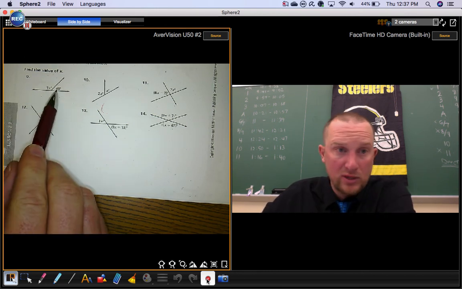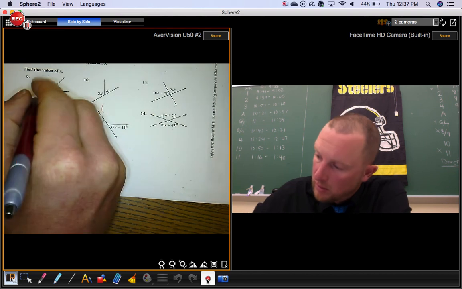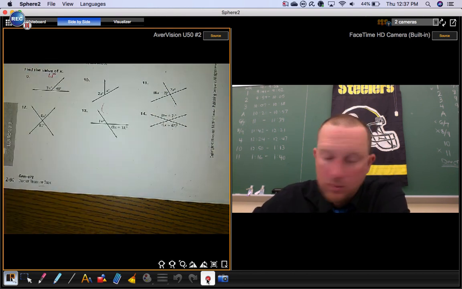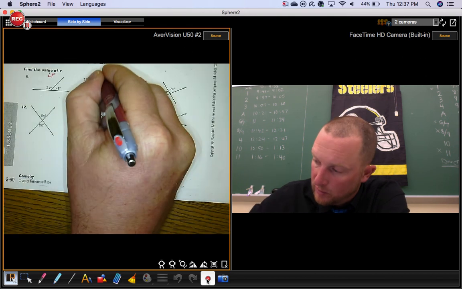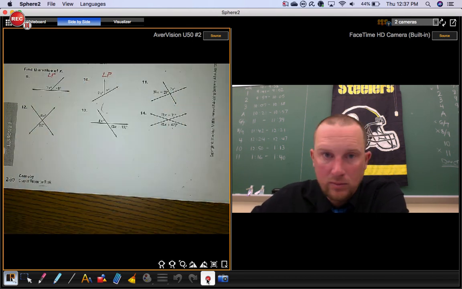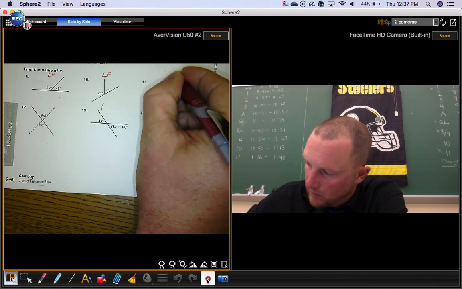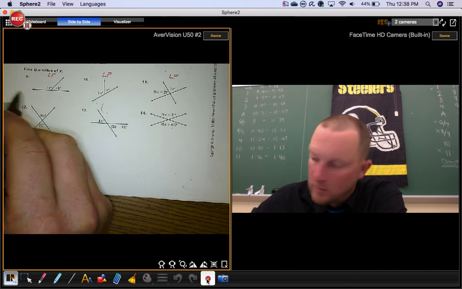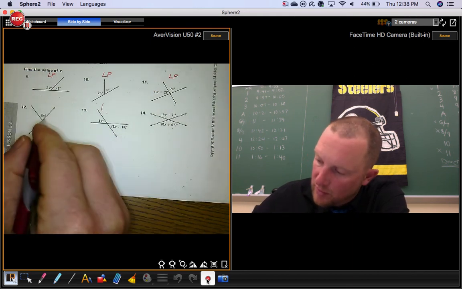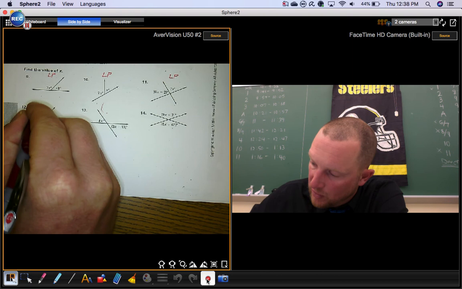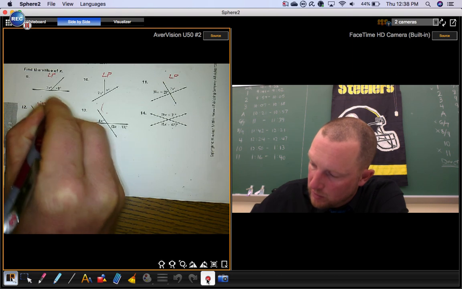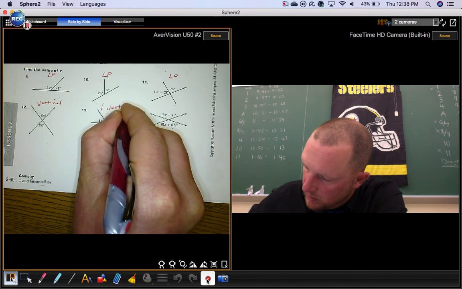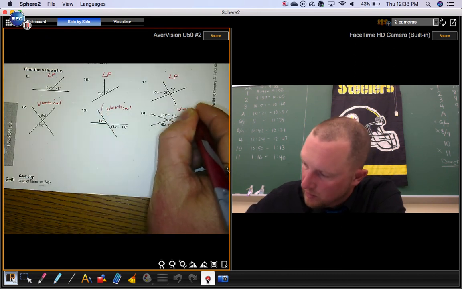For example, these two angles right here, these are a linear pair. Same thing with these two angles. Same thing with these two. These angles, 12 through 13, these two right here, these are vertical angles. Same thing with number 13. Same thing with number 14.